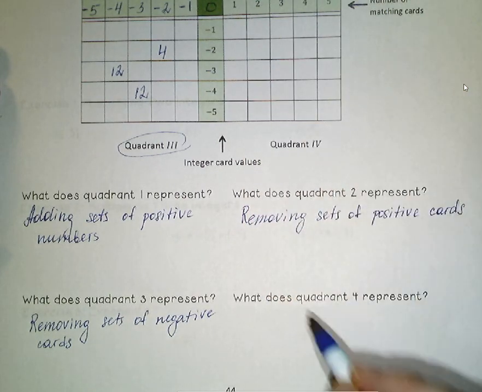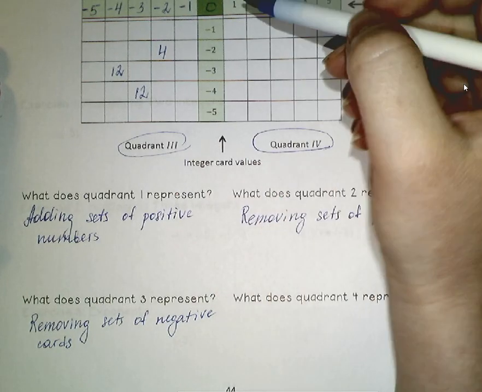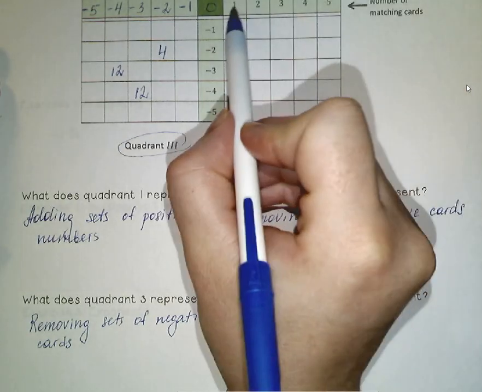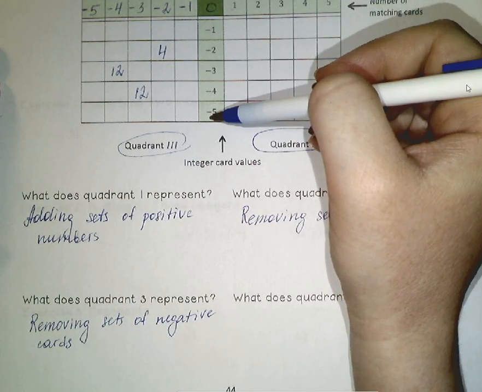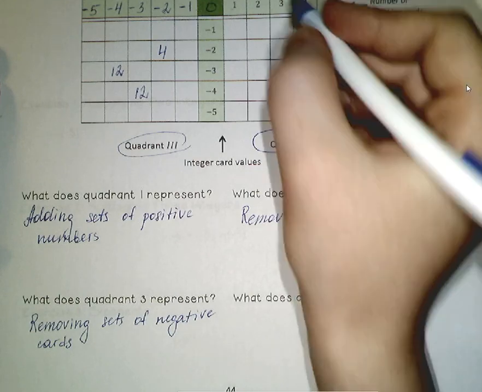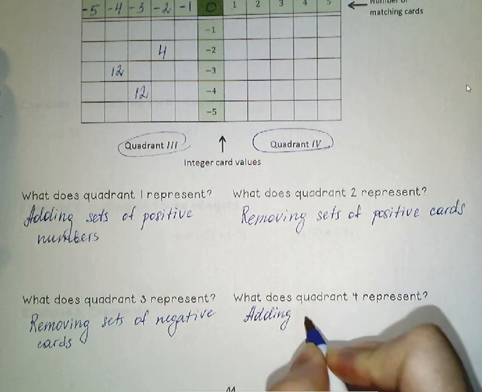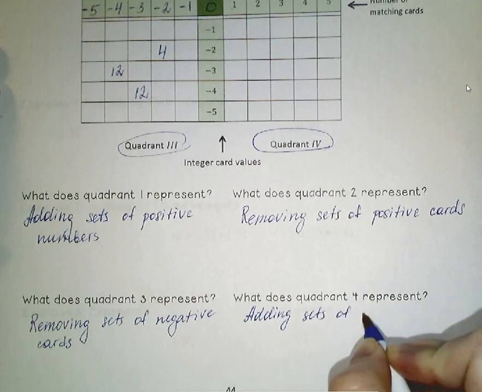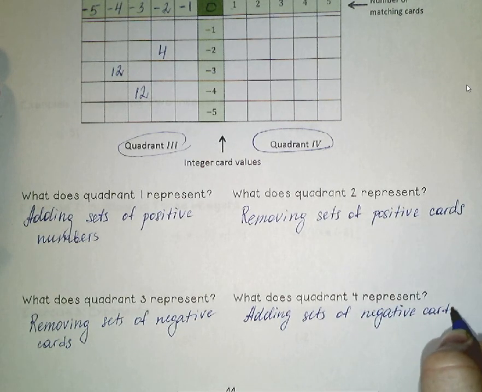Okay. And what does quadrant 4 represent? Let's take a look at quadrant 4 right here. Quadrant 4 would stand for adding matching cards, adding sets of negative cards. So let's write it down: adding sets of negative cards. Okay, and when I add negative numbers, my score will actually go down.